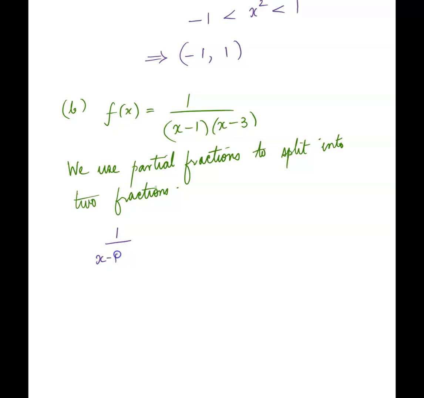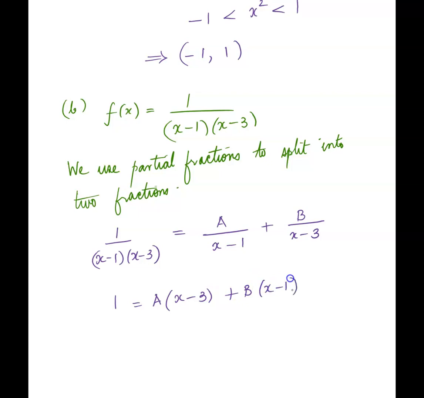1 over x minus 1 times x minus 3, according to partial fractions, we can split as a over x minus 1 plus b over x minus 3. This is because they are distinct factors. If they were repeated factors, then we have a different format. Okay? Distinct factors. And we're going to set the coefficients equal to each other. So 1 equals a times the x minus 3 plus b times the x minus 1.